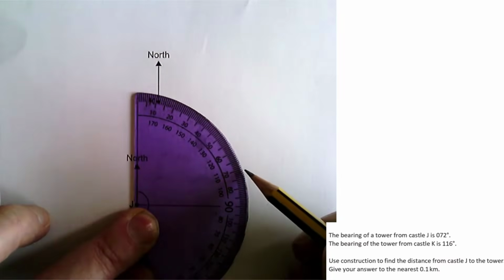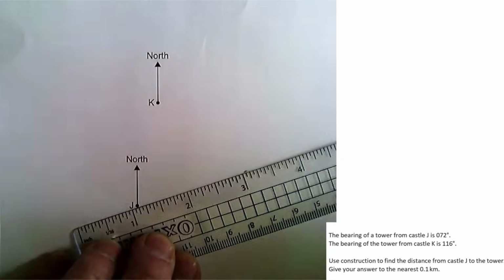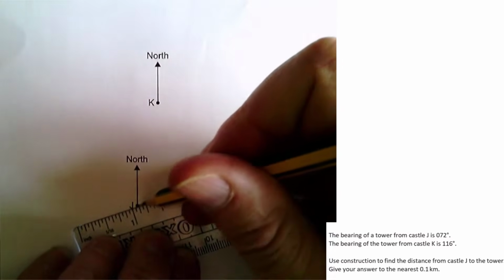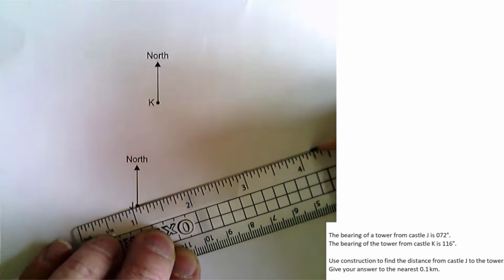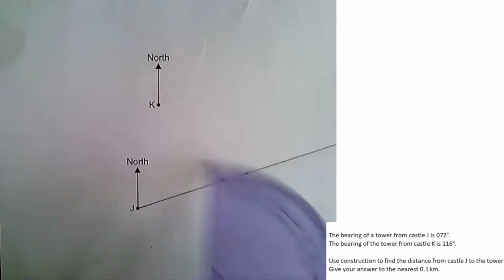And then we're going to count round to 72 on the outside scale, because that's the one starting at 0. Just going to leave a little mark there, and then moving the protractor and using my ruler, I'm going to draw a line from J through the mark that I made. Okay, so I know that the tower's going to be somewhere along this line, but I don't know how far.